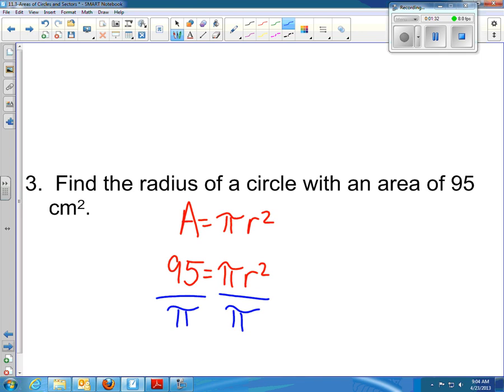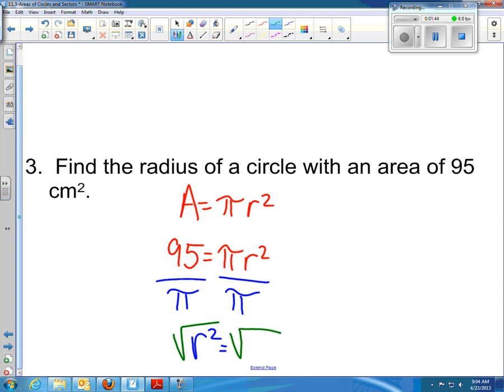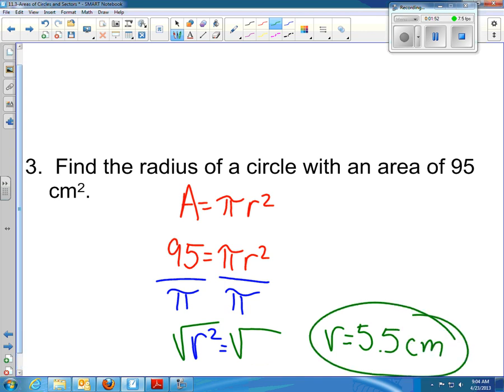And once you get that, what you have is r squared. And how do we get rid of the squared term? Yep, that's right. We're going to take the square root of our answer. So you're trying that out on your calculator. And we end up with r equals 5.5 centimeters. And it's just plain centimeters this time because we're not talking about area.